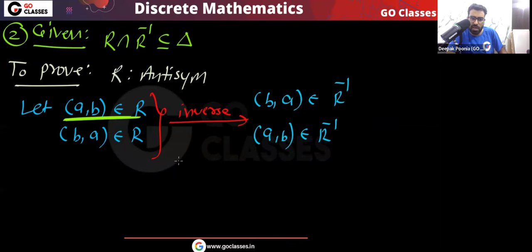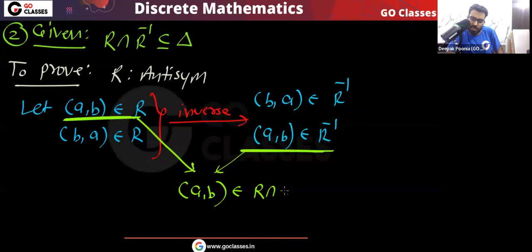Now take these two: (a, b) belongs to R, (a, b) belongs to R inverse. From these two, what can I say? It means (a, b) is common to R and R inverse. This element belongs to R and also to R inverse. So I can say that this element belongs to R intersection R inverse. Yes or no? If the same element (a, b) belongs to both R and R inverse, then it will also belong to their intersection. So this is the point: (a, b) belongs to R intersection R inverse.